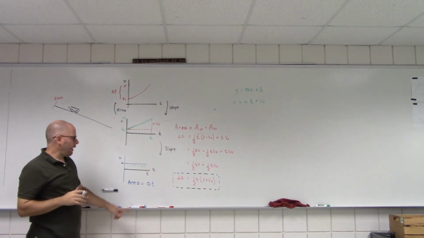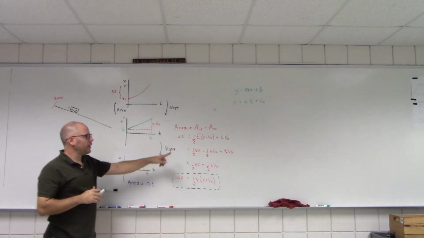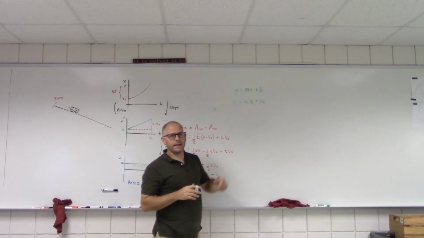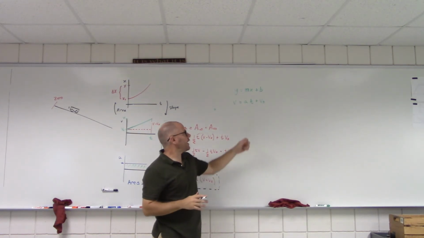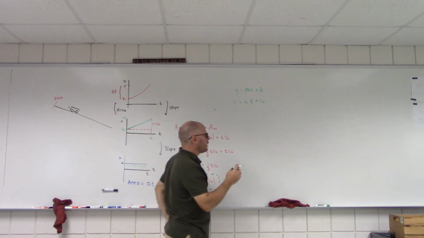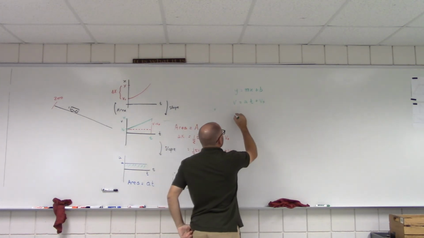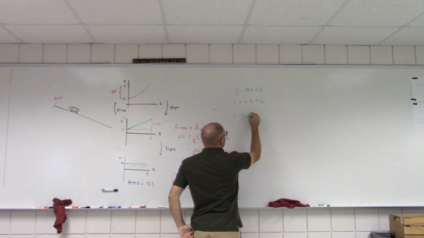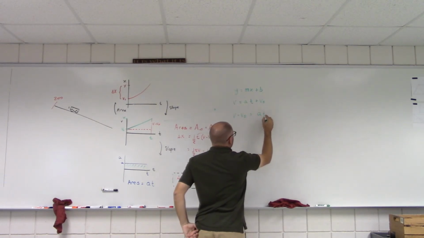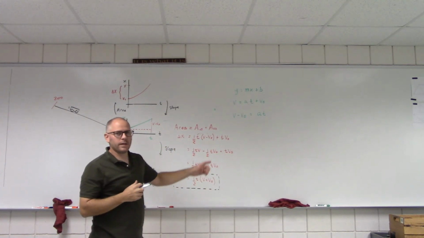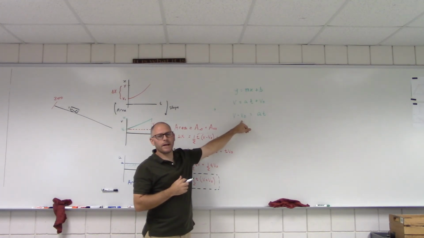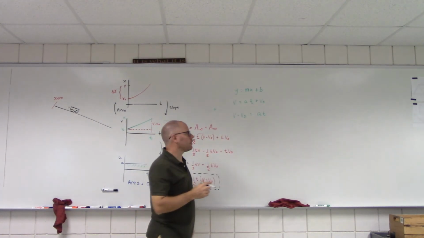Now, right away, I'm noticing AT, and I don't think that's a coincidence. So let's get AT by itself and see what happens. In order to do that, I'm going to subtract the initial velocity from both sides. And this is a statement I'm familiar with. Final minus initial, that is the change.